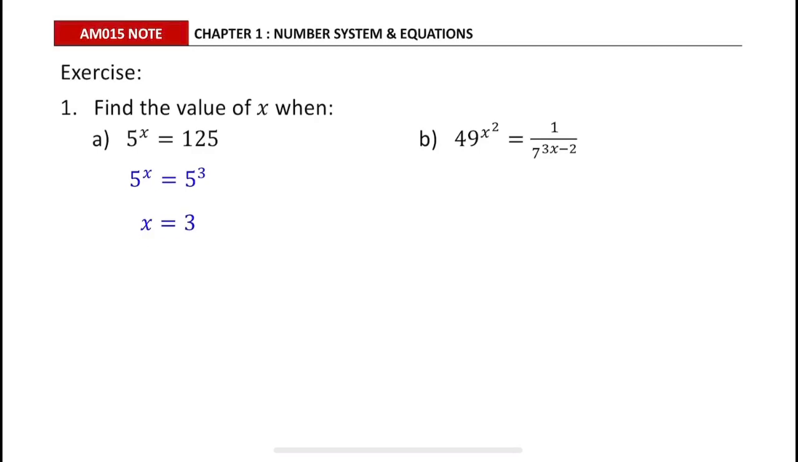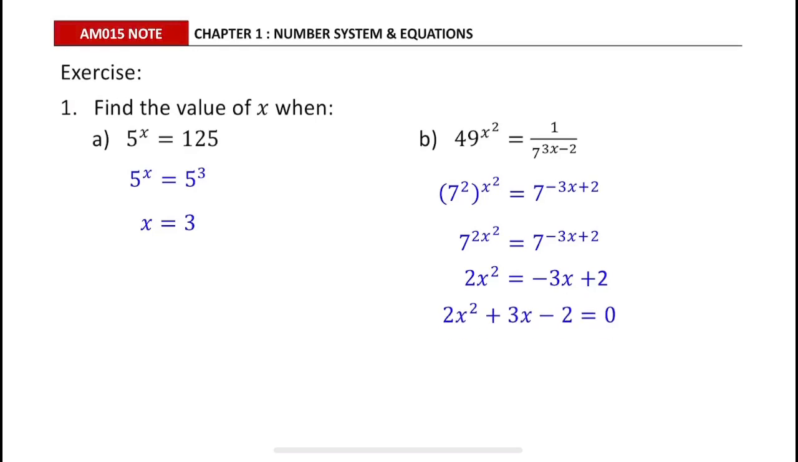For question 1b, we have to express 49 as base 7 and the fraction on the right side must be changed as negative index. When both sides have the same base, then we can compare the indices, where we get an equation in quadratic form. Rearrange the equation so that the right side is equals to 0. Then we use factorization to solve this quadratic equation and we get the answer x equals to 1 over 2 or negative 2.